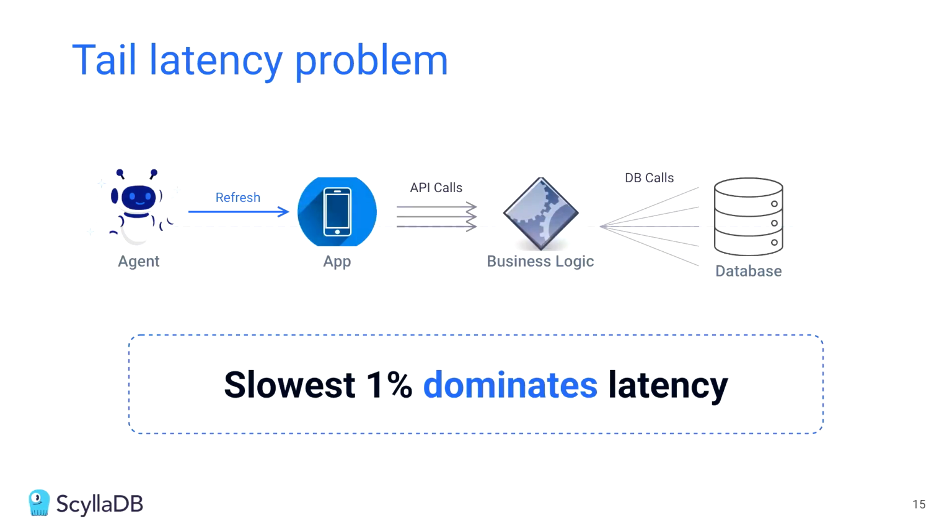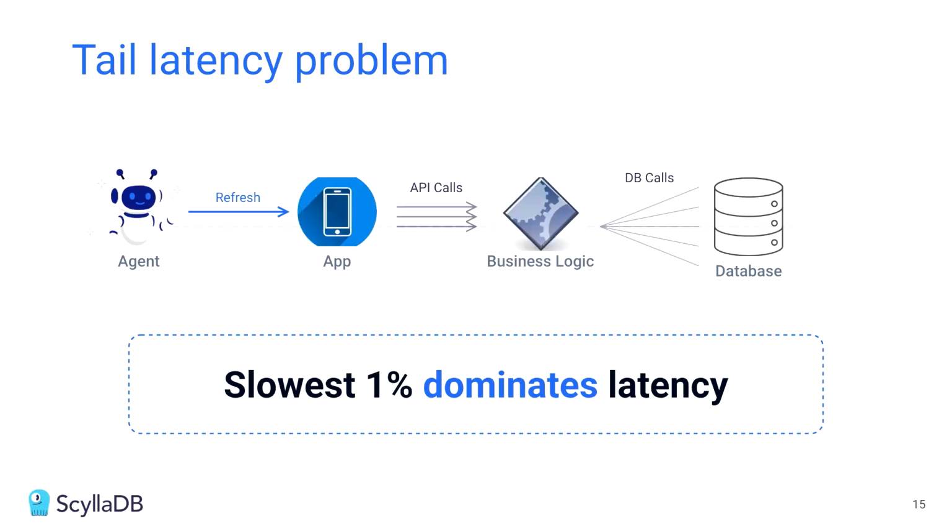Let me explain. When we interact with an application, whether it's an agent like in this slide or a human, typically what happens under the hood is what we see here. We click on, say, refresh on our application or website. There are different API calls to the business logic, which are translated into even more database calls. And these can be dozens or even hundreds of database calls. The database provides answers, and this propagates up to the application, and the user gets the page refreshed.